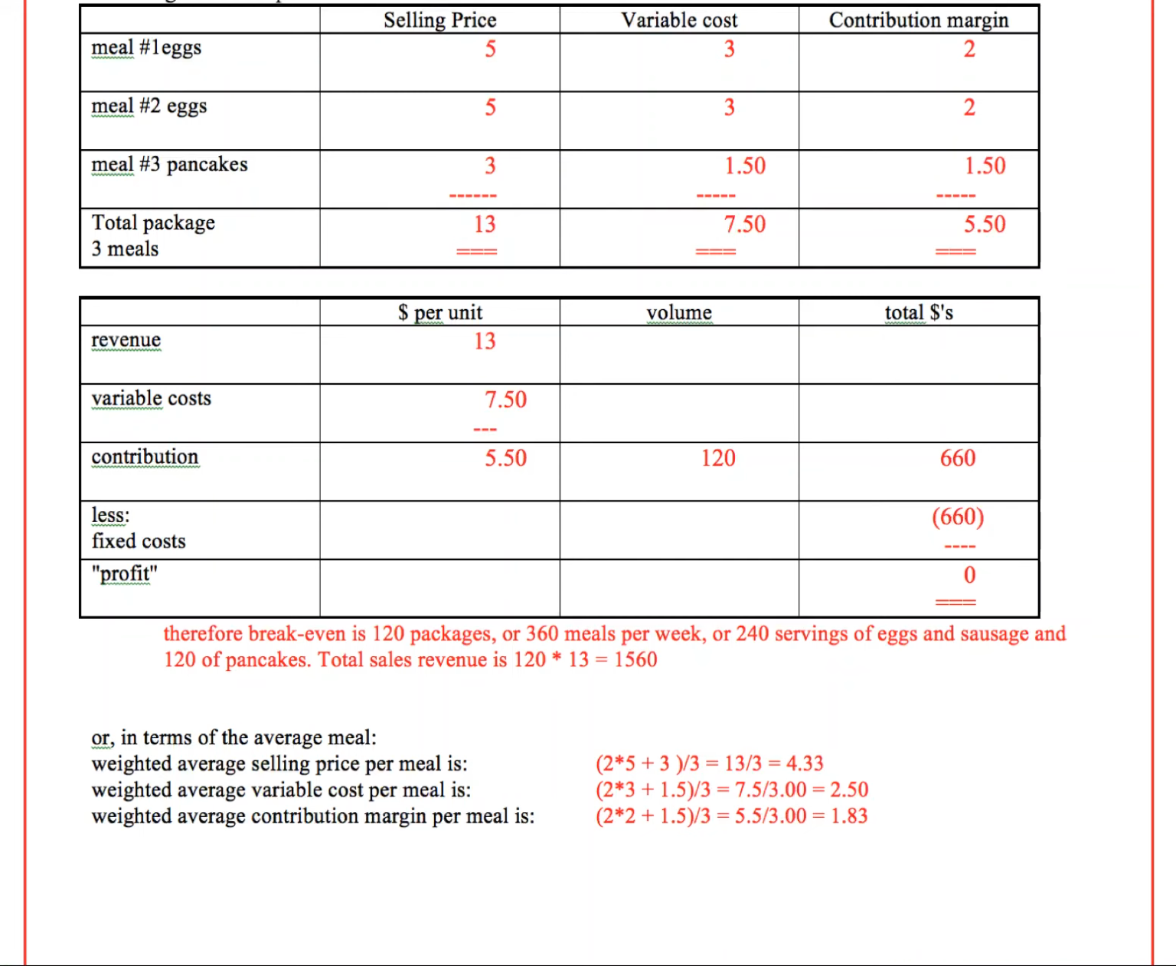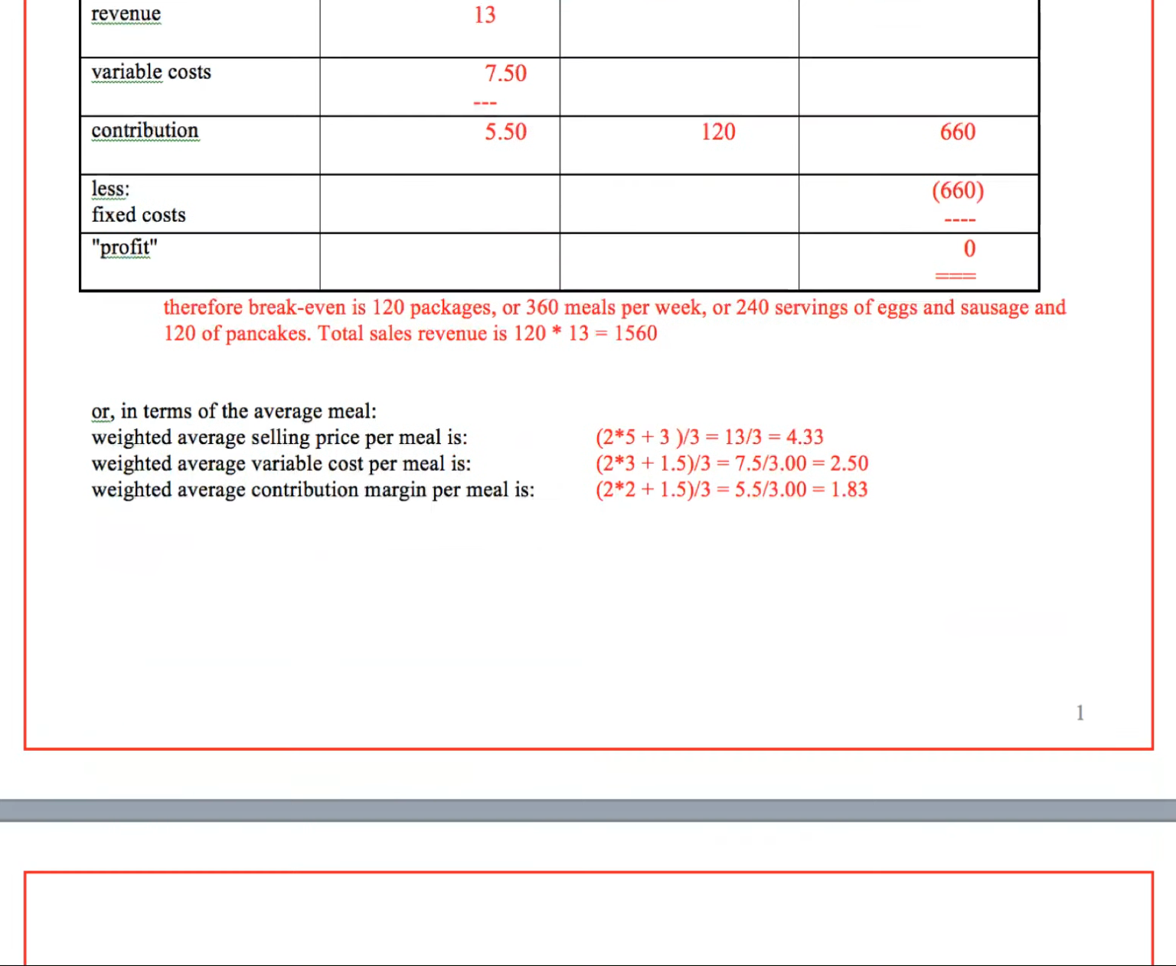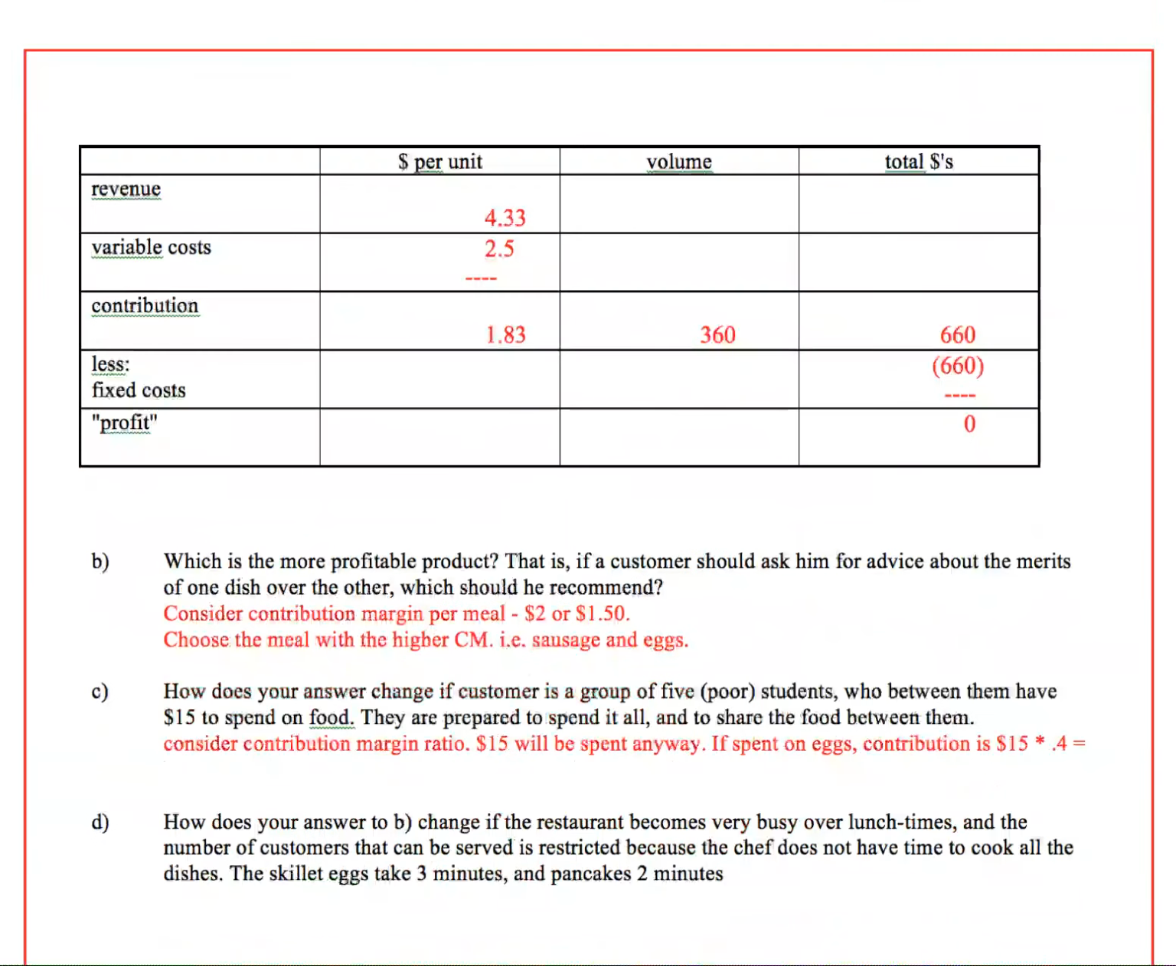Or if you like, you could say $15 would enable the students to buy 3 orders of eggs and sausages, and they'd share it between them. And those 3 orders would generate a contribution margin of 3 lots of $2. That is $6. So the total contribution margin would be $6.